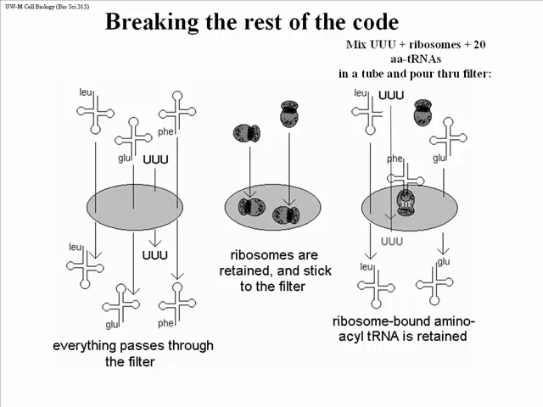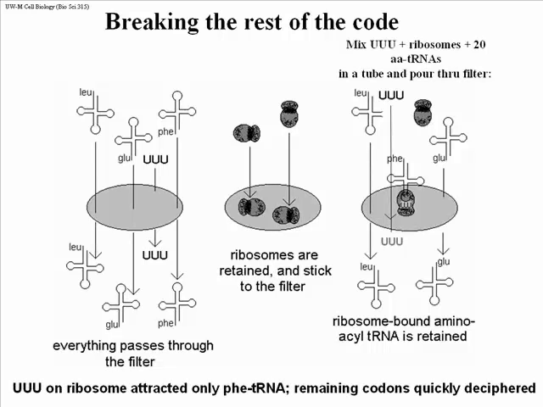The expectation or the hope was, as shown here, that the ribosome would in fact bind to UUU, and if it did, that the phenylalanine-tRNA, shown here, would be induced to bind to the ribosome via the UUU, via its codon. And if it did, then phenylalanine-tRNA bound to the ribosome could not pass through the filter, and the filters could be analyzed to see if there was in fact such a complex. And indeed, that was what was found.